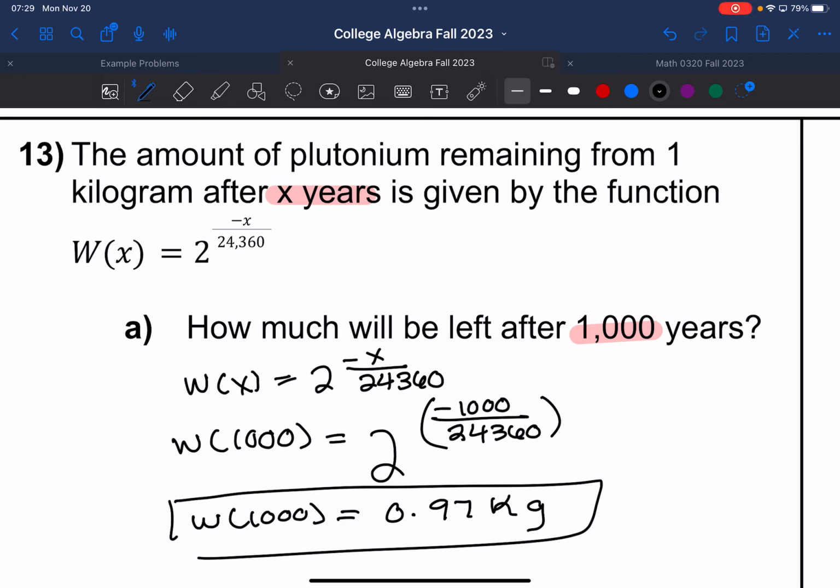Remember, I'm rounding to 2 decimal places if it comes out to something greater. So this is talking about a decay. This is a decay function. So it's saying after starting with 2 kilograms, after 1,000 years, we're left with a little less than 1 kilogram.